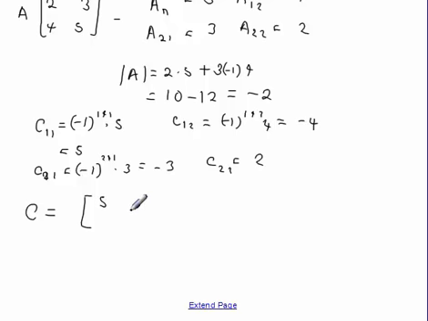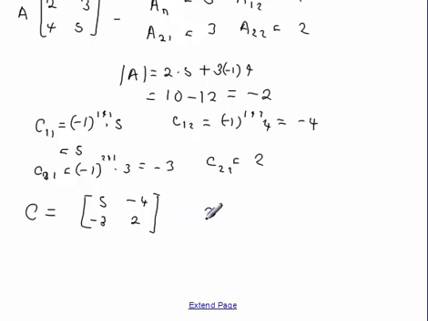5, minus 4, minus 3, minus what? What is it? 2. Then I do this. I call this a matrix of cofactors. How do it? Matrix of cofactors.